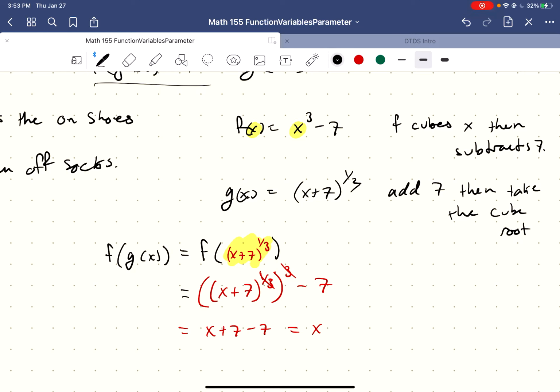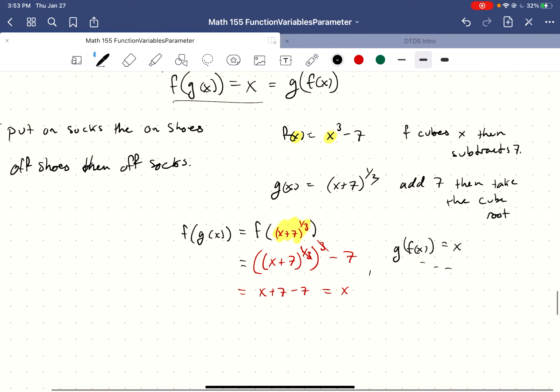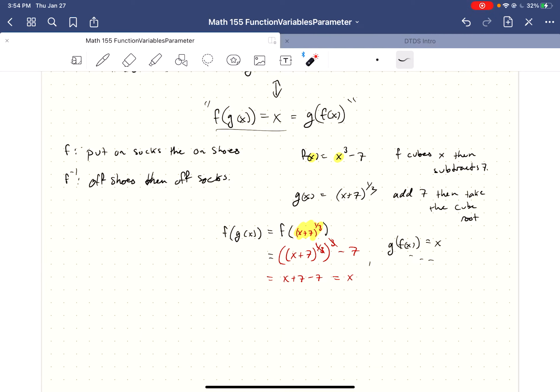And you can check that it also works. If you do g of f of x, you're still just going to get x. So you have to do all the algebra and see that it works. And it should make sense if you think about just reading these actions, and then these actions. If I cube something, then subtract 7, then I add 7, then I cube root it, I've just gone through and undone everything. I subtract followed by add, so those cancel. I cube and I cube root, so those cancel. This is the notion of an inverse function in terms of the computational side.